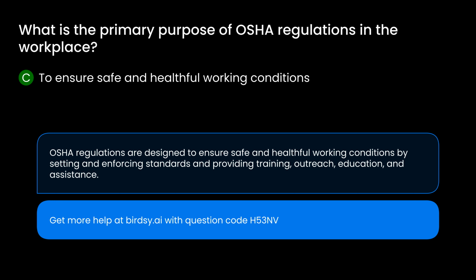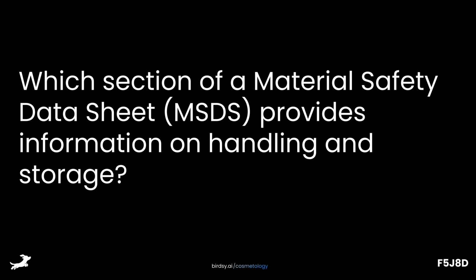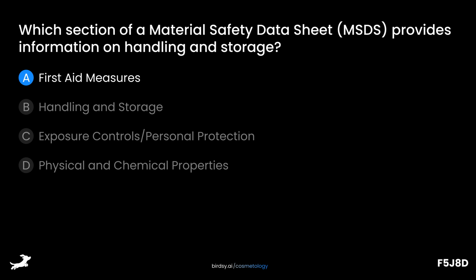OSHA regulations are designed to ensure safe and healthful working conditions by setting and enforcing standards and providing training, outreach, education, and assistance. Which section of a material safety data sheet provides information on handling and storage? Is it A, first aid measures? B, handling and storage? C, exposure controls, personal protection? Or D, physical and chemical properties? The answer is B, handling and storage.